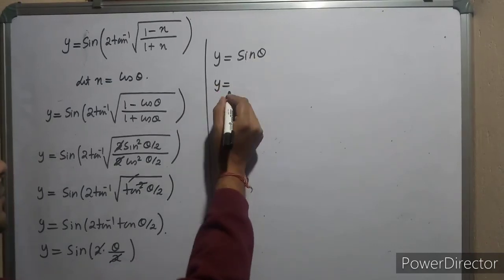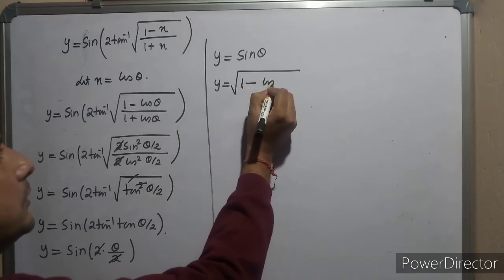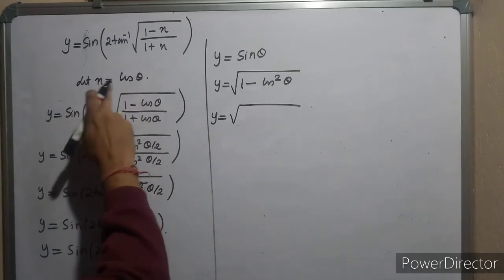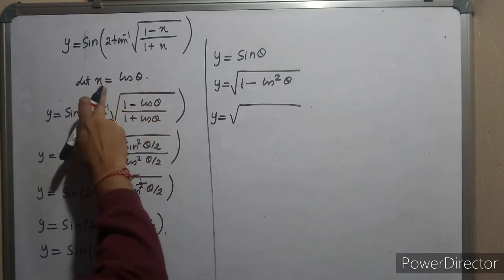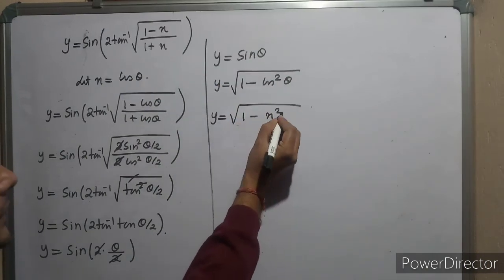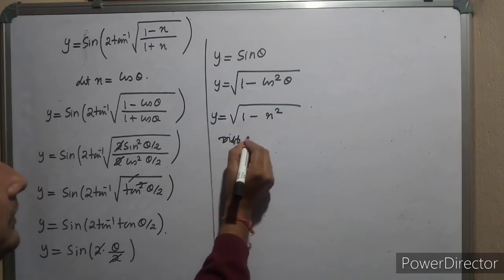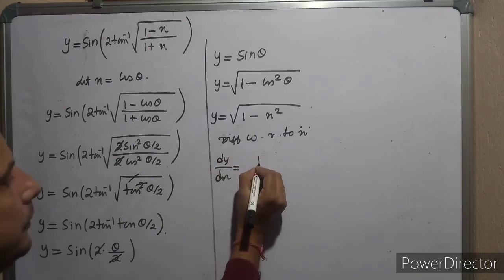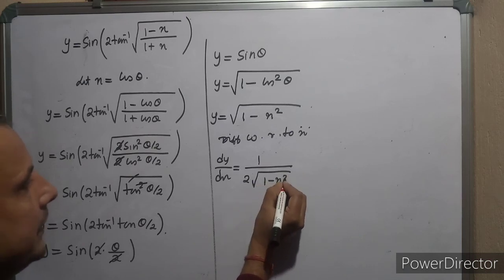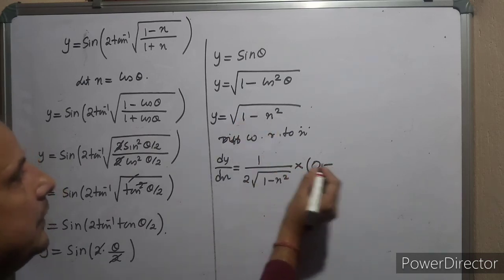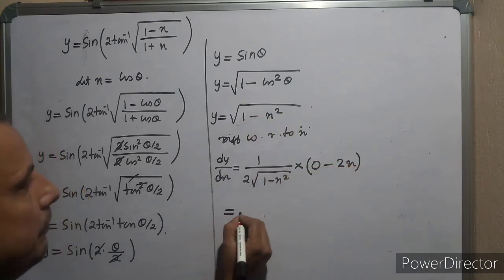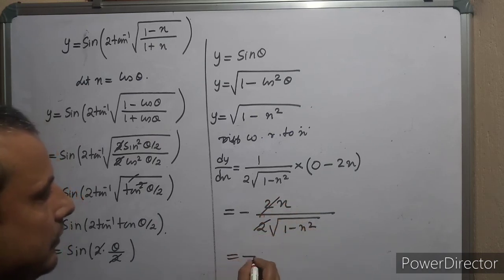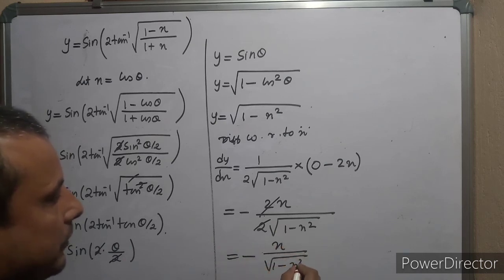Now the sine theta I'll convert in terms of cos. Sine theta means under root 1 minus cos square theta. Why am I converting this in terms of cos? Because the value of cos theta is x. In place of cos square theta we can write 1 minus x square. After simplification, differentiate with respect to x. Derivative of root is 1 over 2 under root 1 minus x square into the inner function derivative, 1 minus derivative of x square, 2x: minus 2x over 2 under root 1 minus x square. This and this get cancelled. Now it is x over under root 1 minus x square.